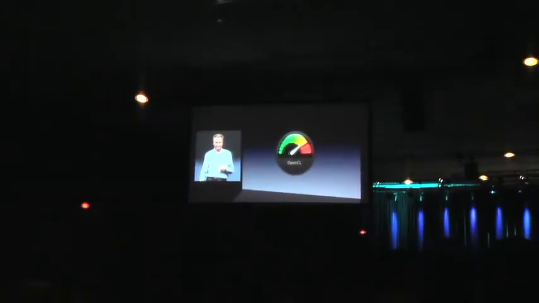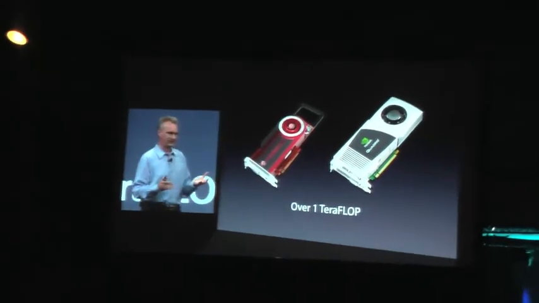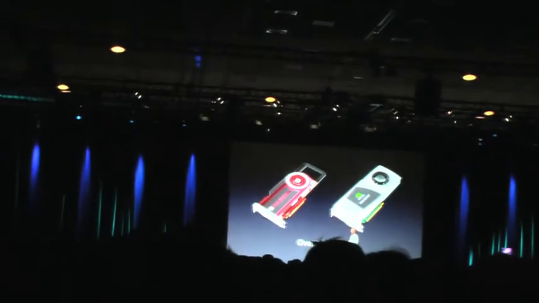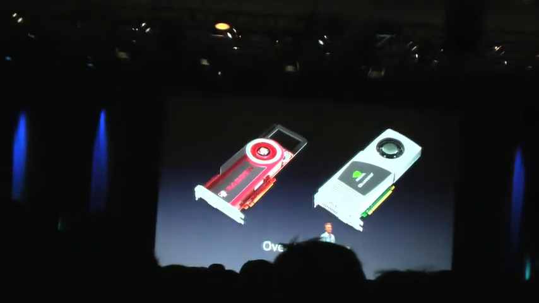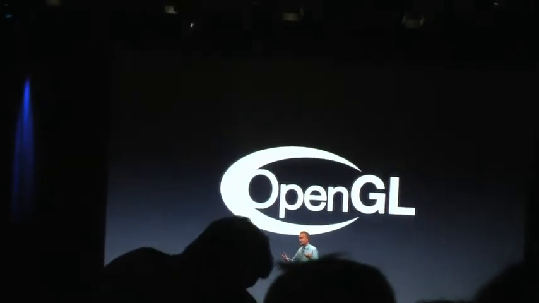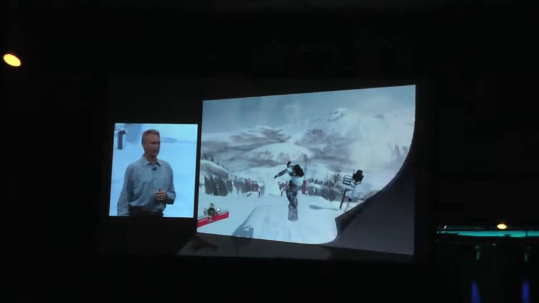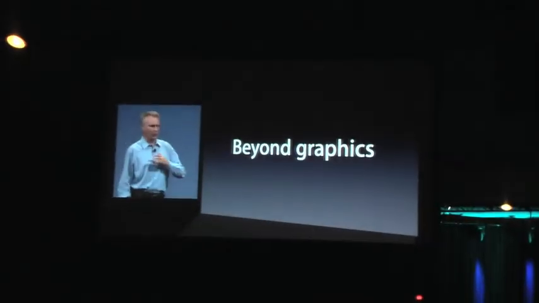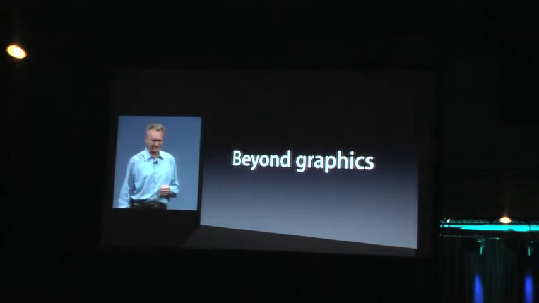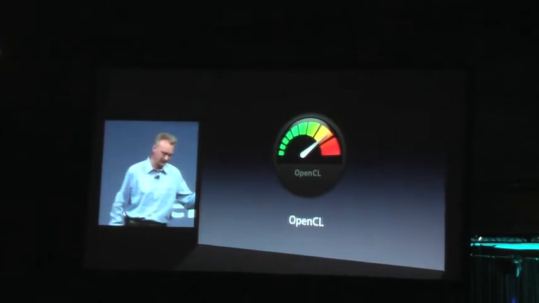The amount of power that you have in graphics cards nowadays is incredible. We're talking of over 1 teraflop in raw power. That's 1 trillion operations per second. It would have taken a whole room a few years ago to have that kind of raw power. And the standard way to use that power is to use OpenGL. That's what's used for games and graphics. But we want to move beyond that. We want to use this power for all kinds of things. And for that, we've devised the technology that we call OpenCL. The C stands for computing.